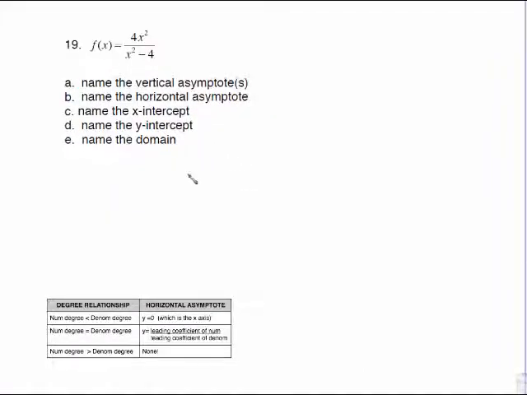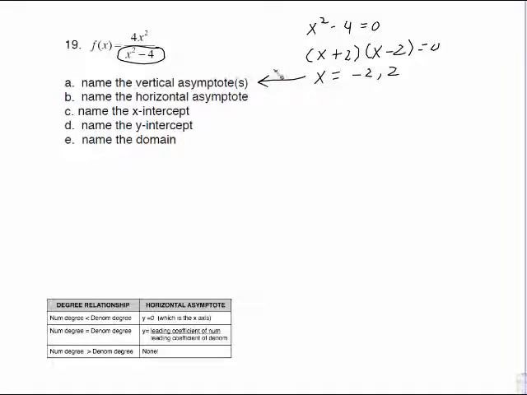For 19, it's the same set of questions. The vertical asymptote, set the denominator equal to 0 and solve. It's just a little bit more work in the solving. To solve this, you need to factor this as x plus 2 times x minus 2, which gives you negative 2 and 2. So x equals negative 2 and 2 are your vertical asymptotes. Horizontal asymptote, take a look at your chart.